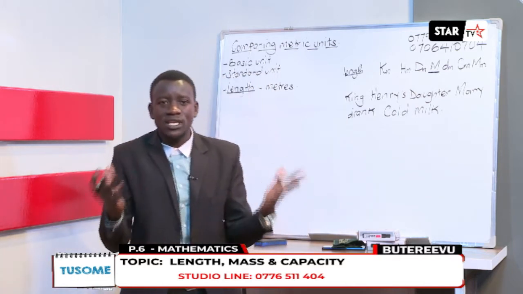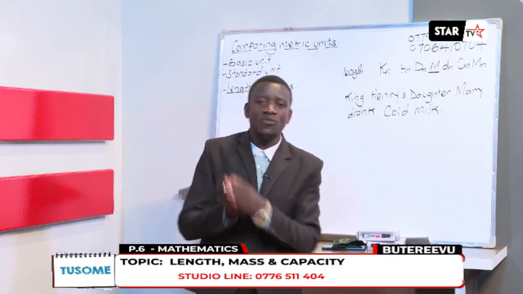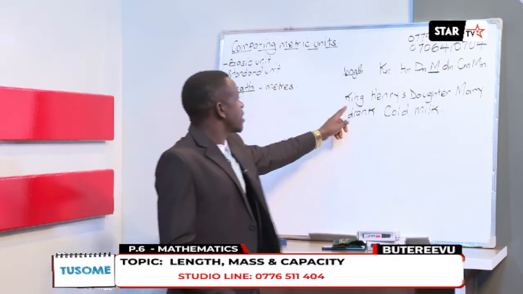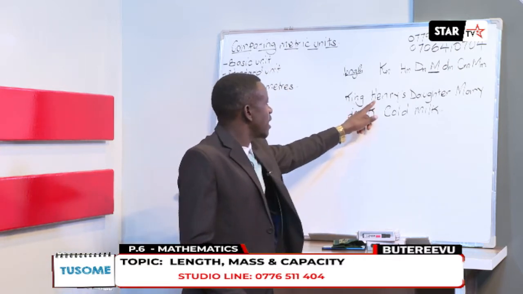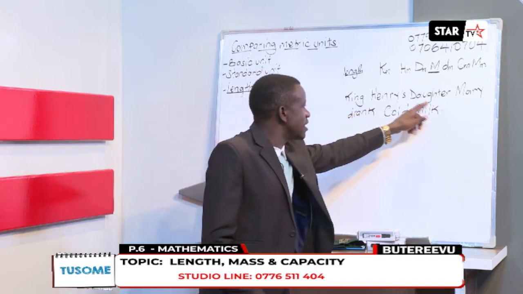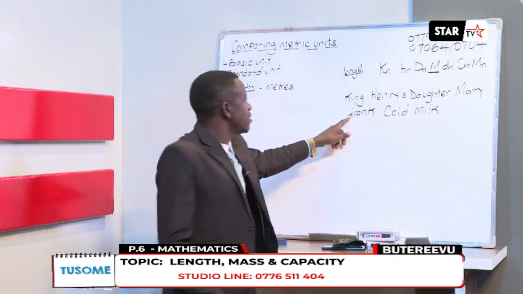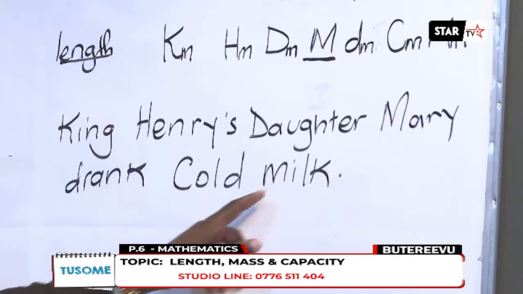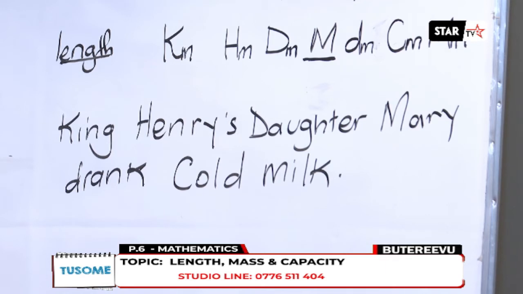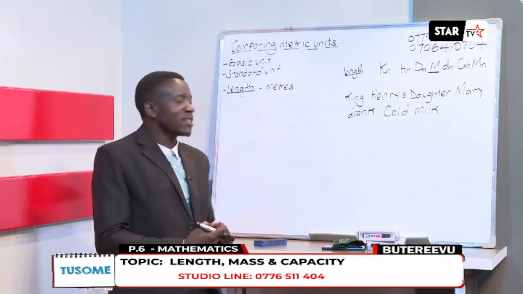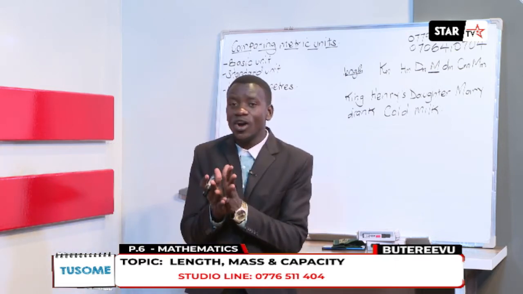And substitute in the metric units of length, which will be kilometer, hectometer, decameter, meter, then decimeter, centimeter, and millimeter. So this is how we can recall the metric scale order of length. Thank you so much. I hope you're still pronouncing the words, and again, you're still recalling the scale order.